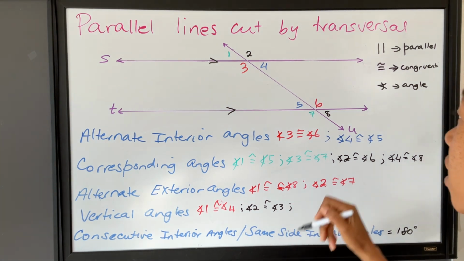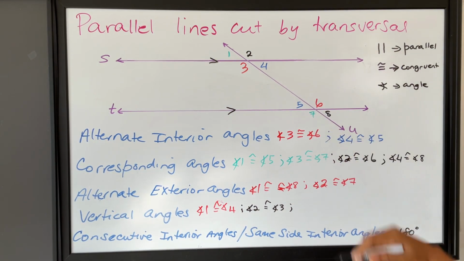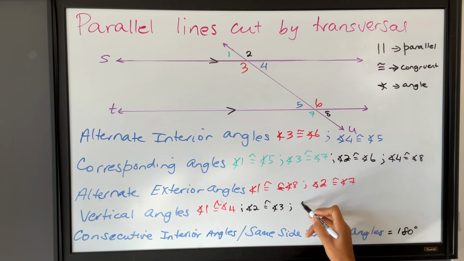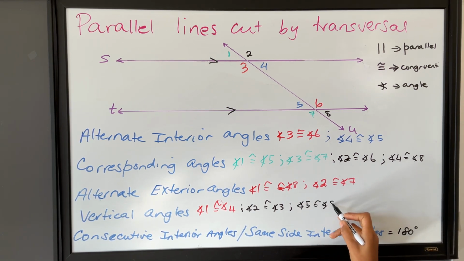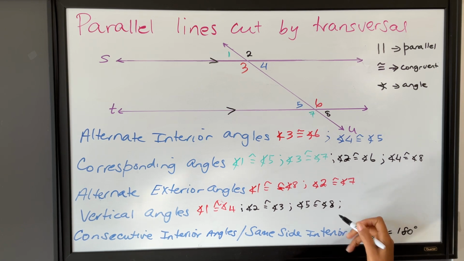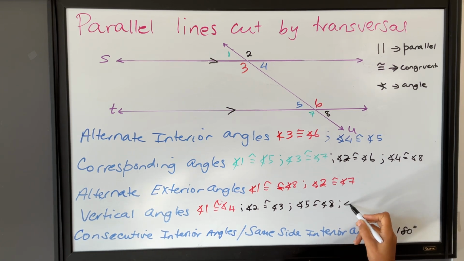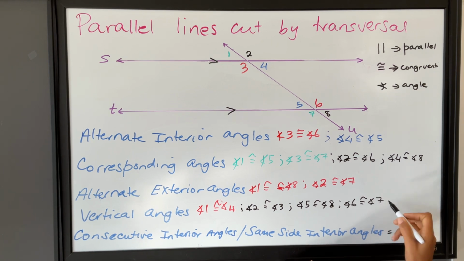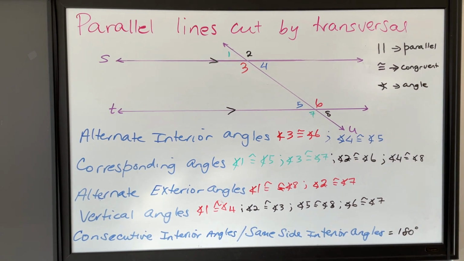All right, another pair, looking on this lower section here, we can say that angle 5 is congruent to angle 8. And the last pair is that angle 6 is congruent to angle 7. So those are your vertical angles.